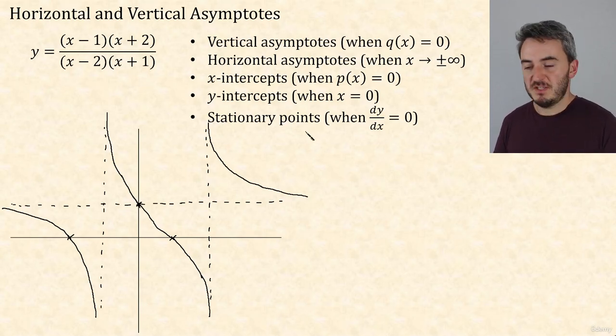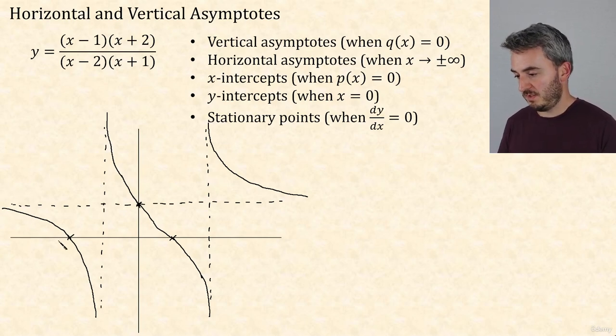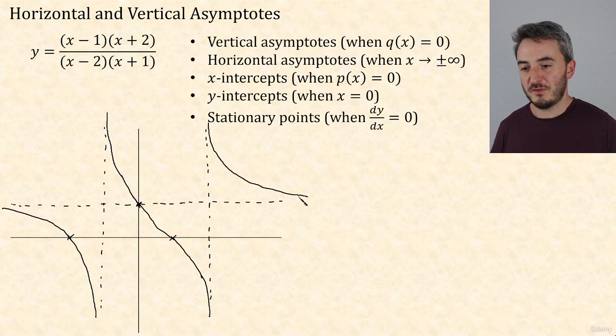Now, I'll leave it as an exercise for you, but if you were to go and work out dy by dx, you will indeed find that it is never equal to 0, suggesting there are indeed no stationary points. If you found out that there were some stationary points, it in theory could have been that this goes up over the asymptote and then curves back down towards it, and this one could have looped back down under and curved back, but it turns out not the case. I'll leave that to you to prove.